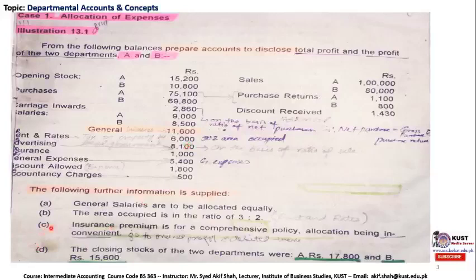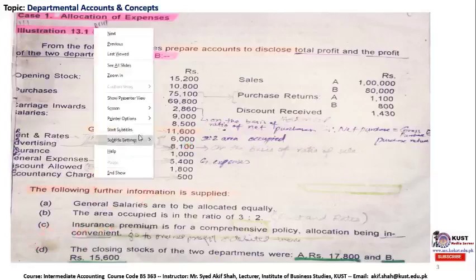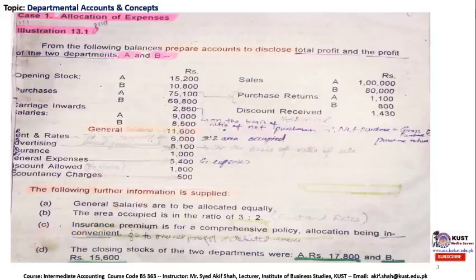Similarly, the C instruction tells us that the insurance premium is for a comprehensive policy and allocation being inconvenient.